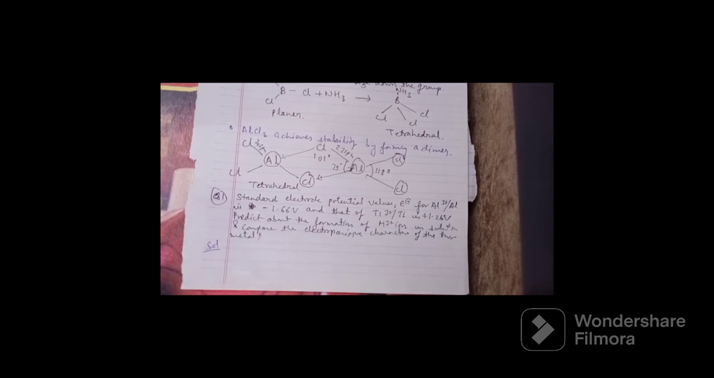The standard electrode potential values for the two half cell reactions suggest that aluminum has a high tendency to form Al3 plus aqueous ions, whereas Tl3 plus is not only unstable in solution but is a powerful oxidizing agent. Thus Tl plus is more stable in solution than Tl3 plus. So aluminium, being able to form plus 3 ions easily, is more electropositive than thallium.